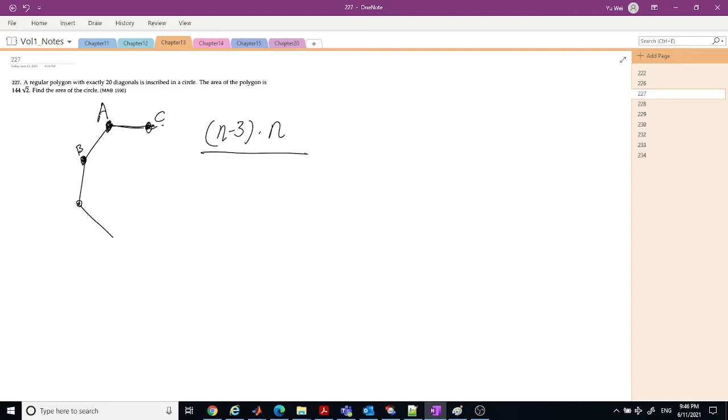Each diagonal, for example A and E, is counted once from point A and once from point E. So that's why you double count it. So n times (n minus 3) over 2 is equal to 20, so n times (n minus 3) is equal to 40. Now you know that n will be equal to 8.